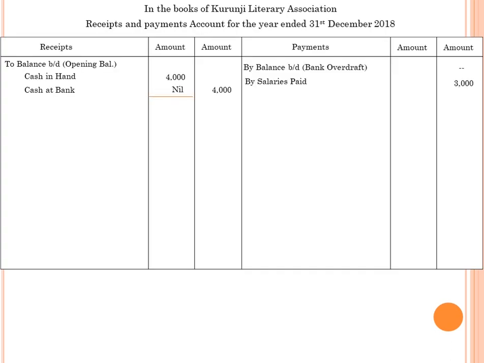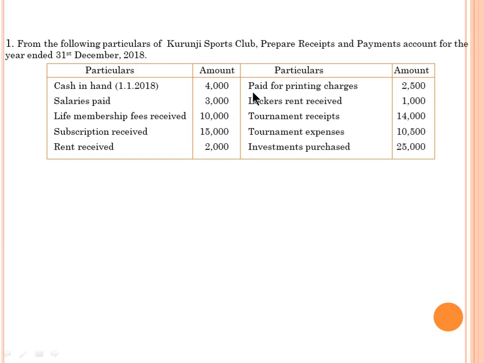Let's move on to the receipts and payment account. Next, by salary paid, how much? 3,000 rupees. To life membership fees received 10,000, to subscription received 15,000 and rent received 2,000 rupees. Now we go back to the question. From the third and fourth columns, let's take them one by one. Paid for printing charges, payment 2,500. Locker rent received, income 1,000. Tournament receipts, income 14,000. Tournament expenses, expenditure 10,500. Investment purchased, payment 25,000. Now we move on to the receipts and payment account.